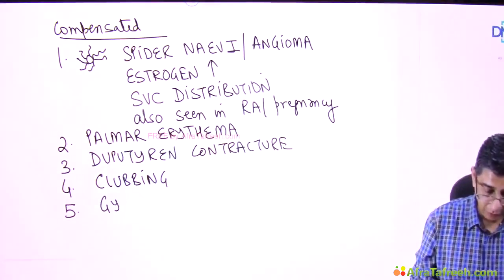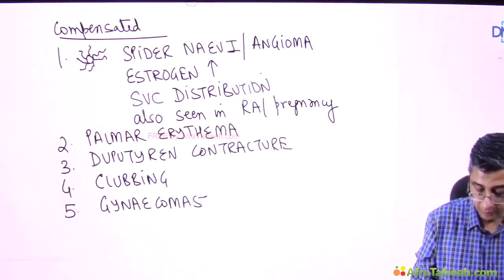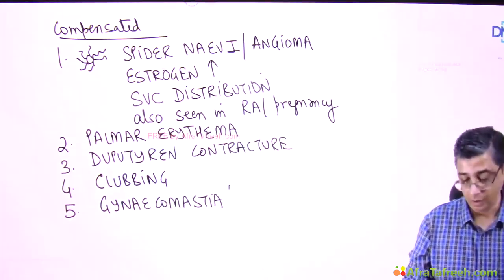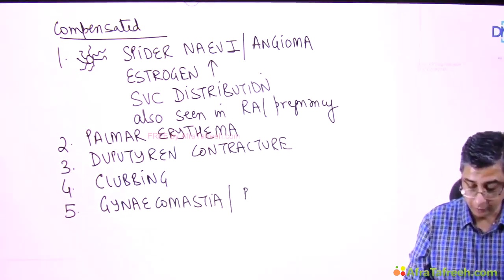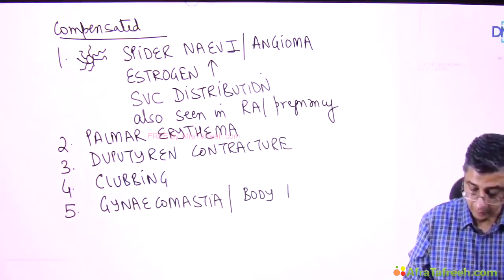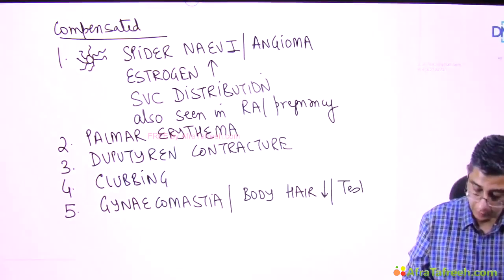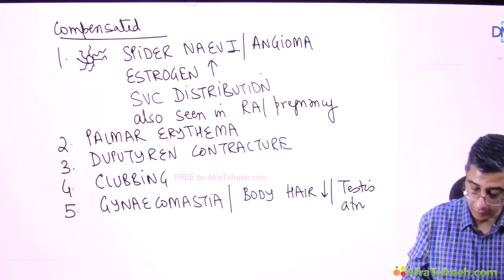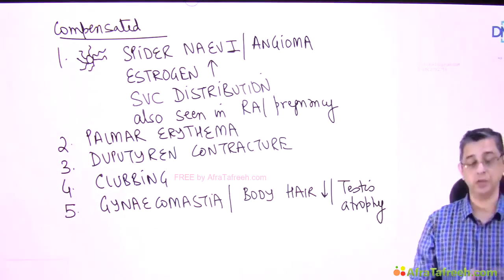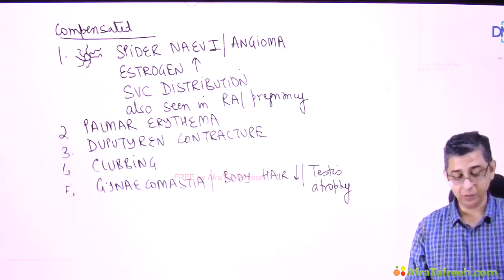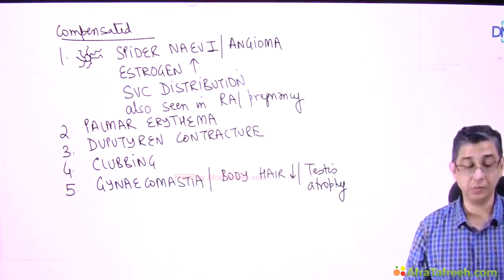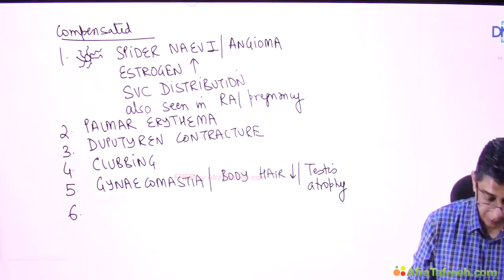In male patients, you will always have testicular atrophy, which will cause gynecomastia. There would also be decreased body hair in a male patient. Testicular atrophy may or may not be noticed initially, since the patient might be wearing his undergarment, but the gynecomastia component is very easily noticed, especially in alcoholic cirrhosis patients. And the next feature is very specific to alcoholic cirrhosis only, that is parotid gland enlargement.